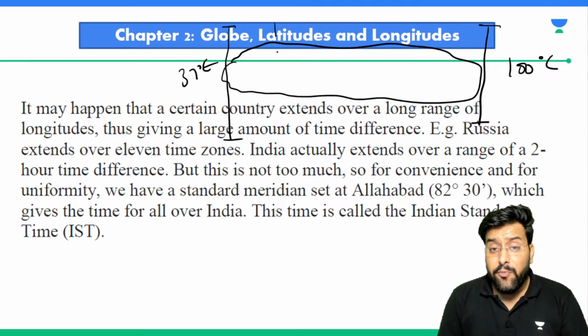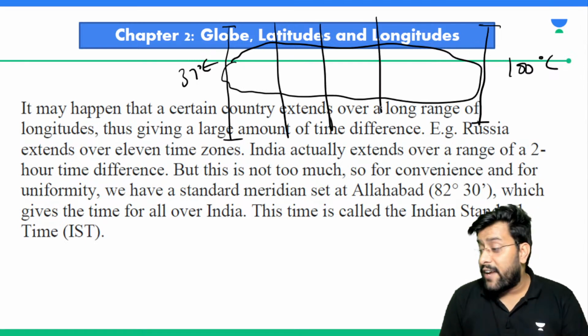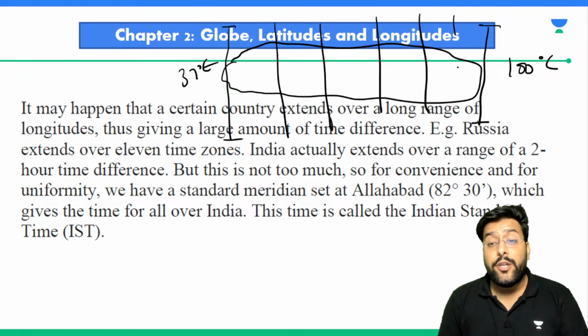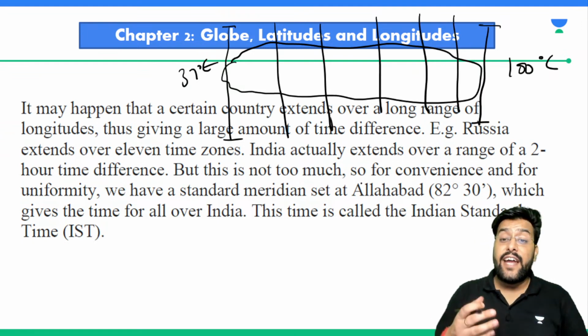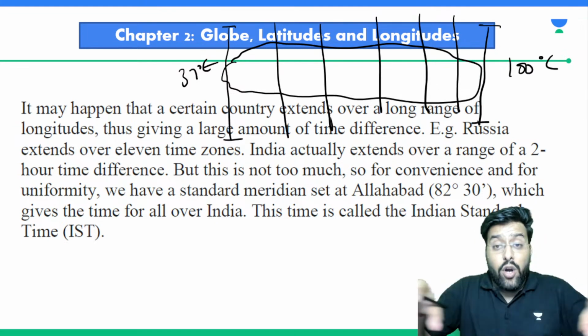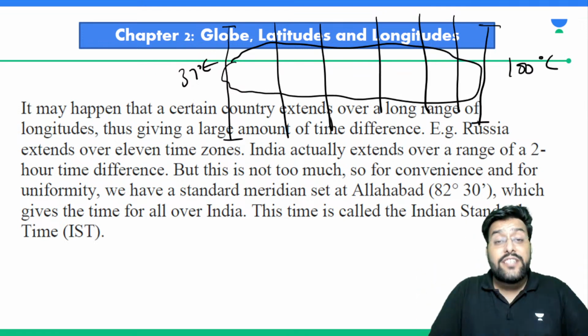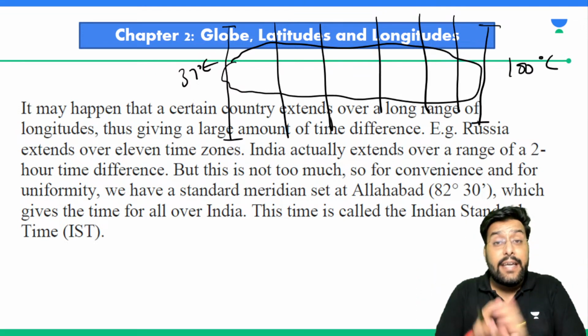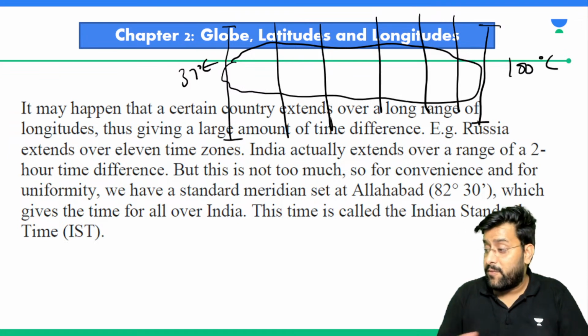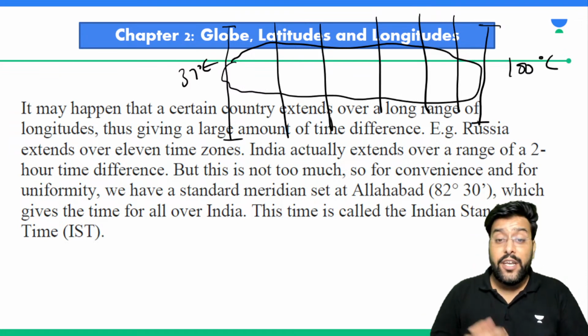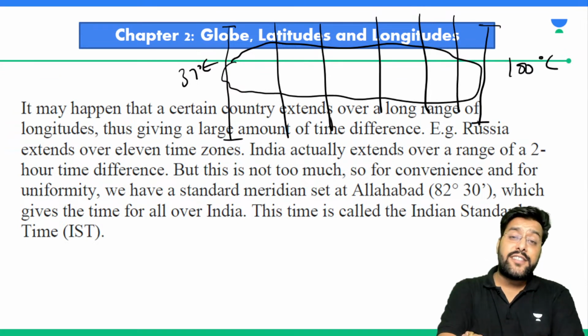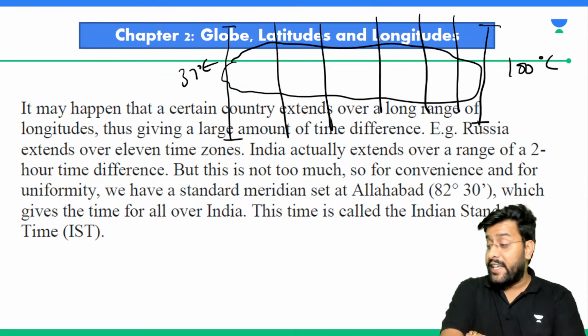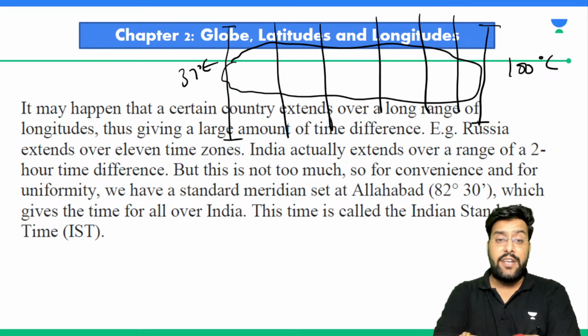So this makes around 70 longitudes pass through Russia. That's why the longer is the east to west extent of any country, higher time zones it will have. We need to remember this. Longer is the east to west extent of any nation, higher time zones it will have.